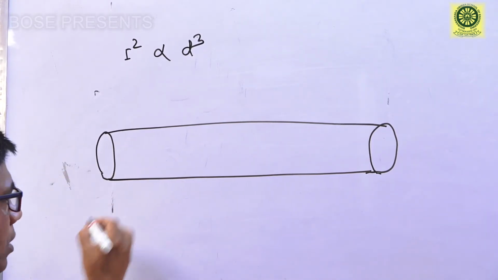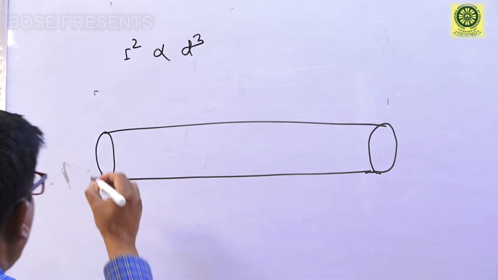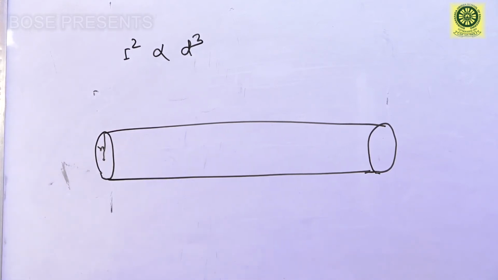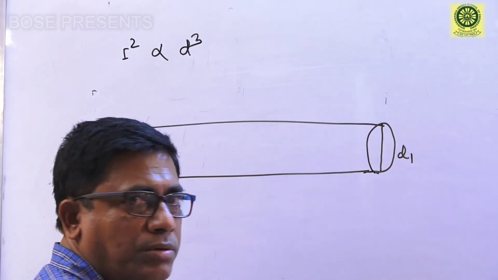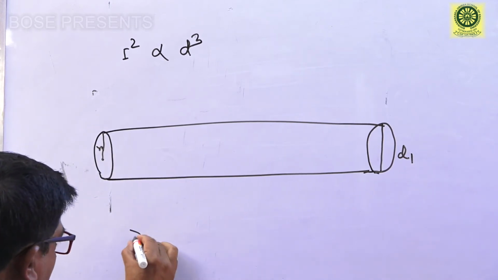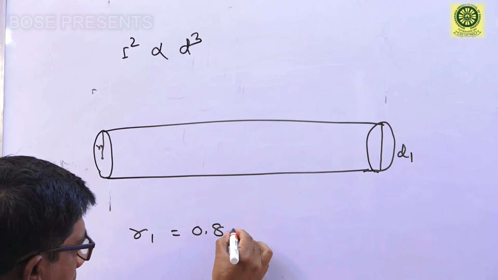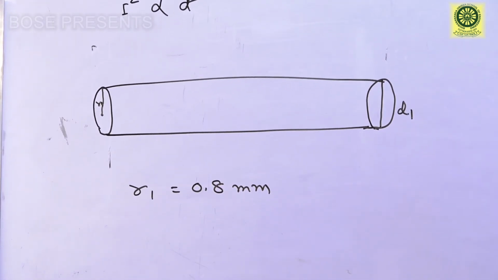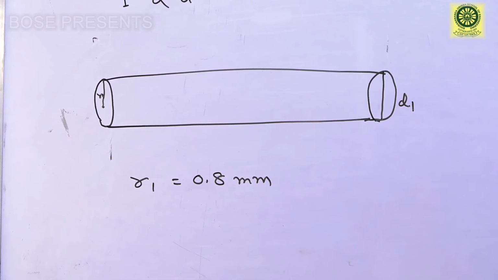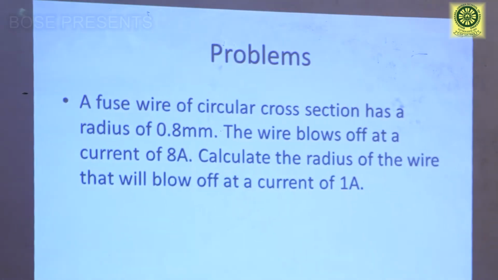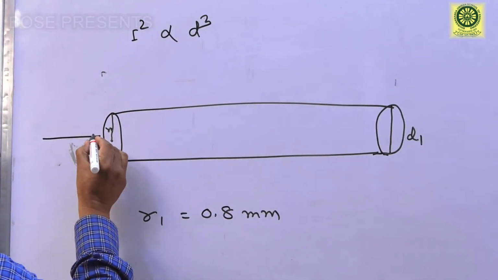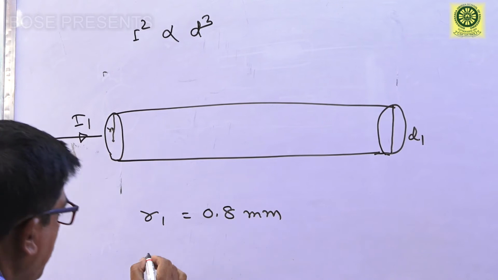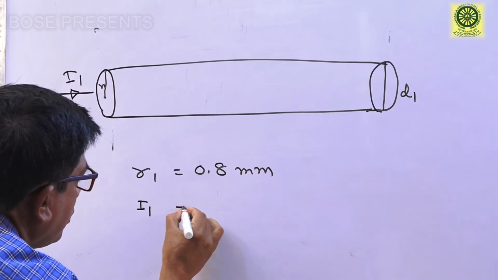So this is your radius R1, and the diameter is D1. Now R1 is equal to 0.8 mm. The wire blows out at a current of 8 ampere. So what is the capacity of the fuse? The current capacity is 8 ampere. You can write I1 is equal to 8 ampere.